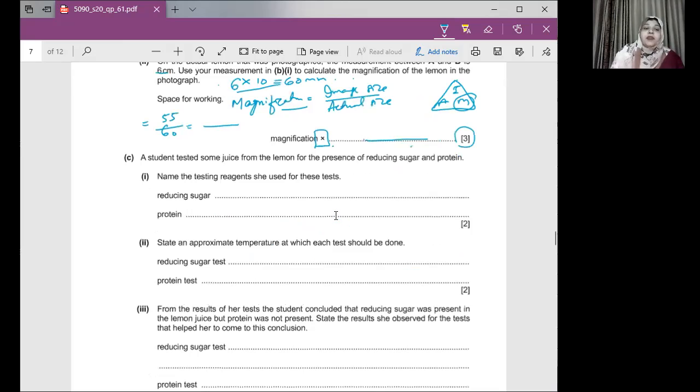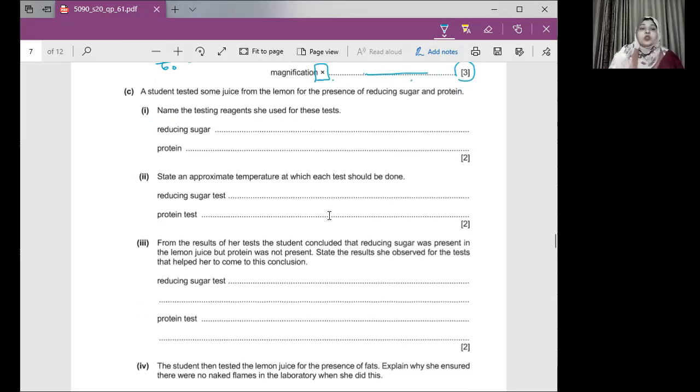Part C is, a student tested some juice from the lemon for the presence of reducing sugar and protein. Name the testing reagent she used for this test. Reagents are required. For reducing sugar, it is Benedict reagent.